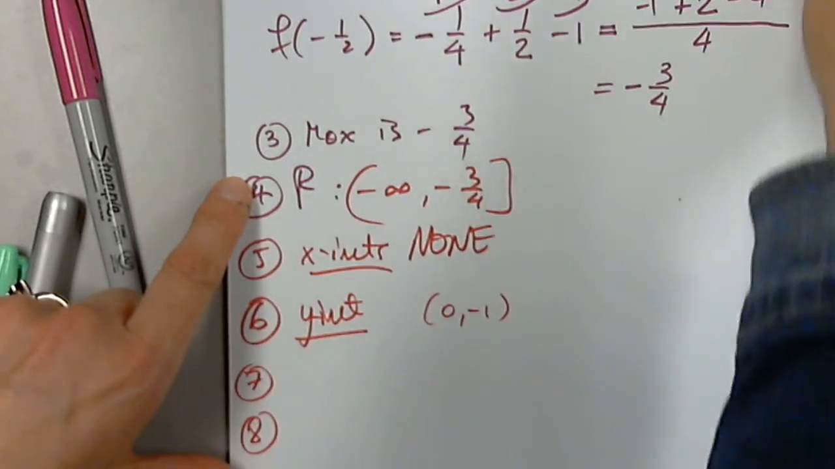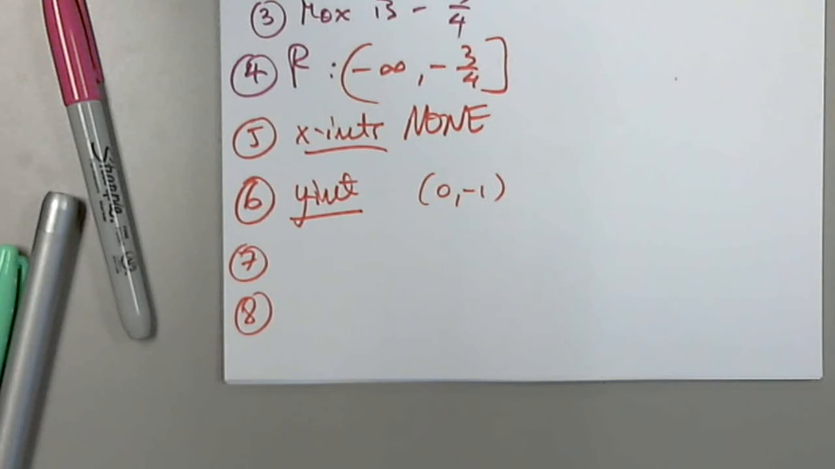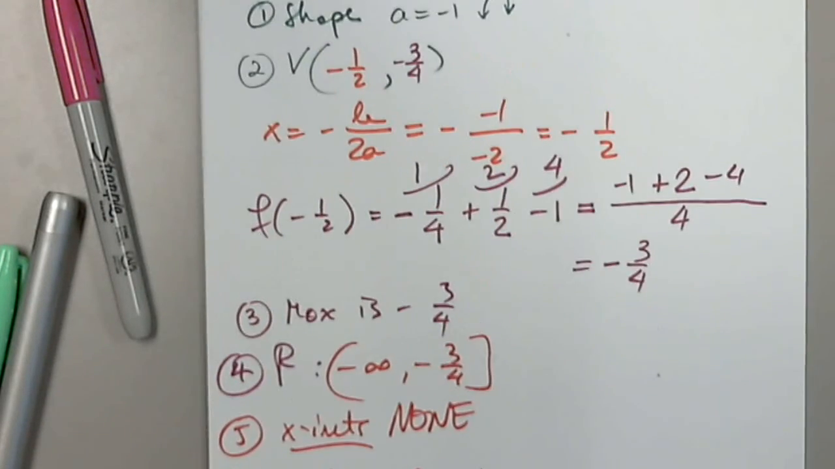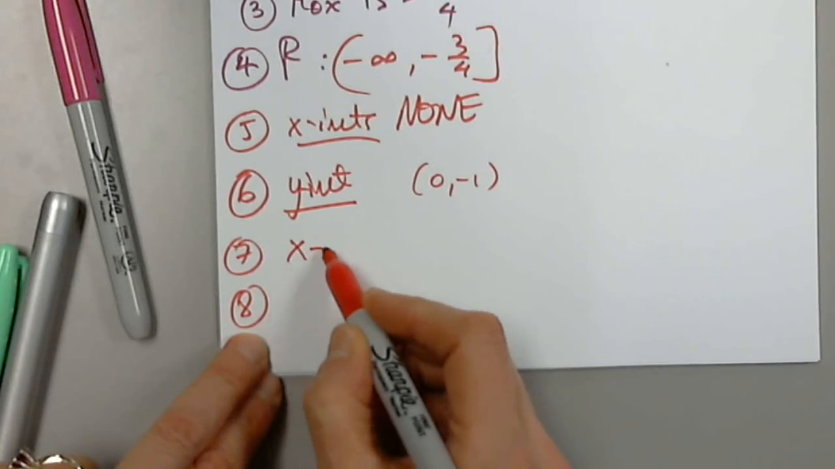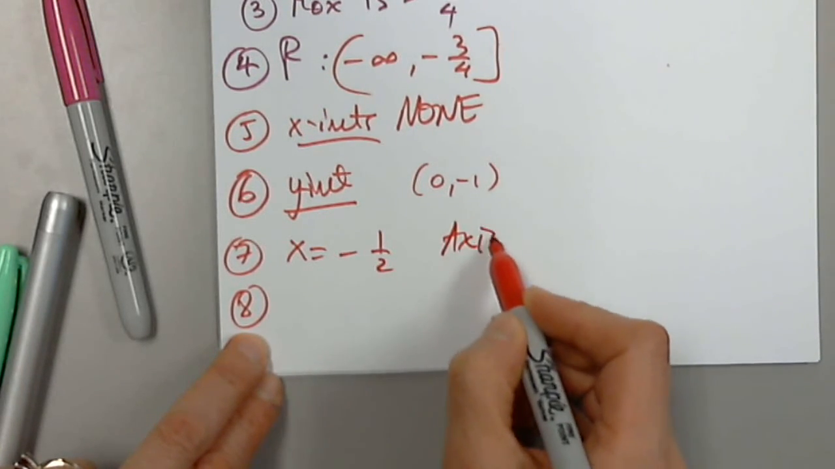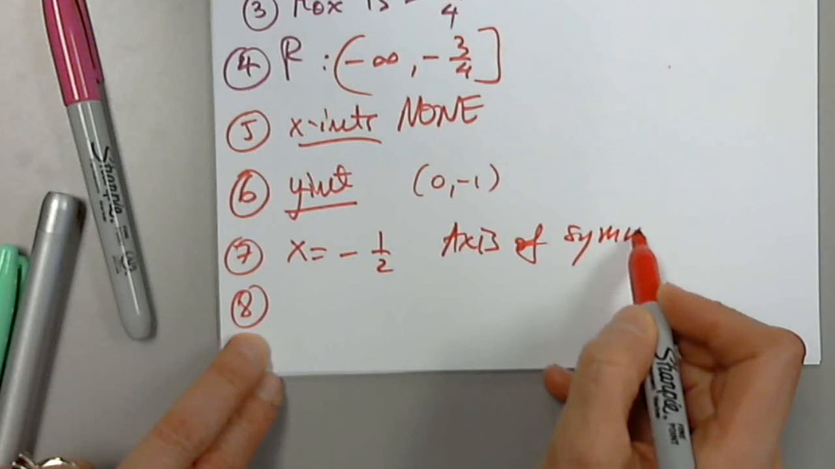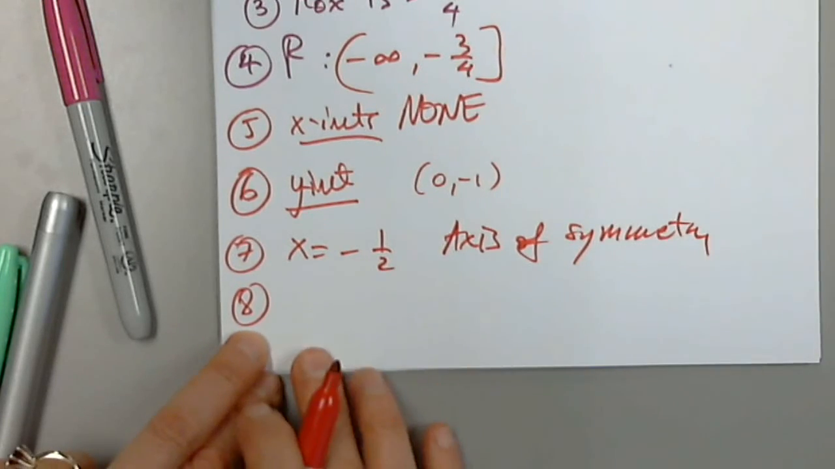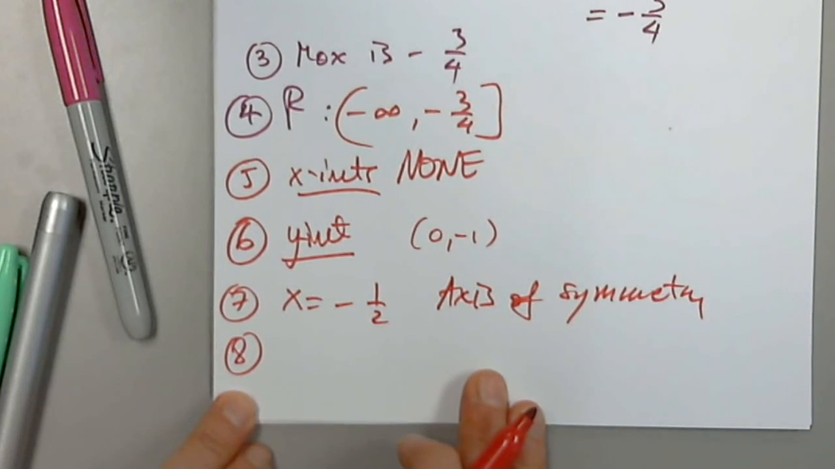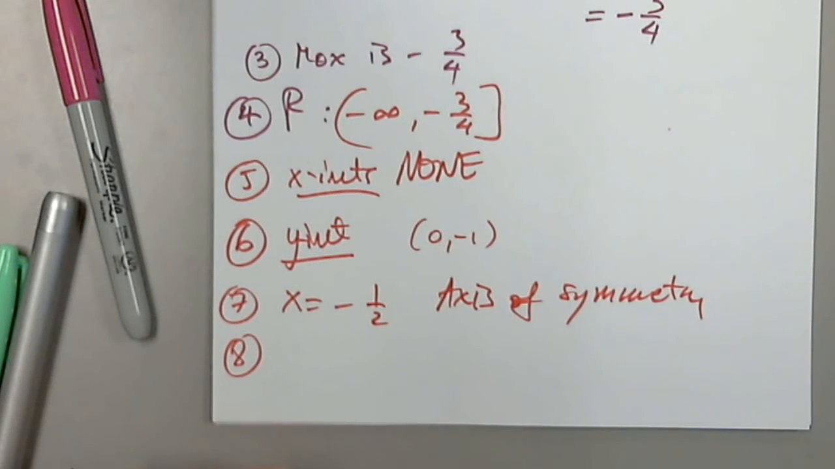7 and 8. I need the axis of symmetry, please. Yes. X equals negative 1/2, axis of symmetry. And it should always be written out like x equals. You could write the horizontal part of the vertical asymptote. So there is no asymptote. No, but like when you write it like x equals negative 1/2 instead of just negative 1/2. Yes, you're right. I have to write it as an equation.